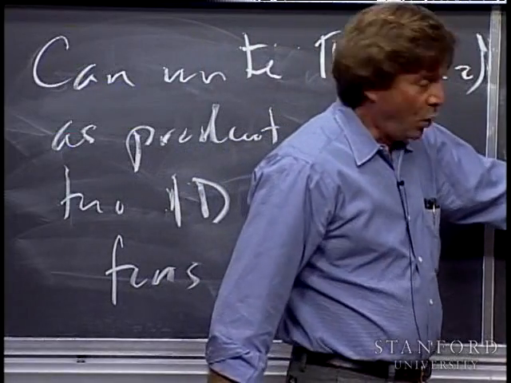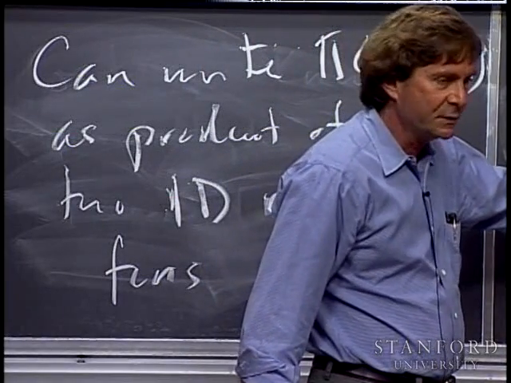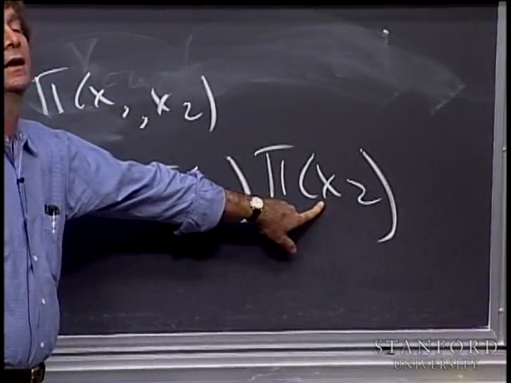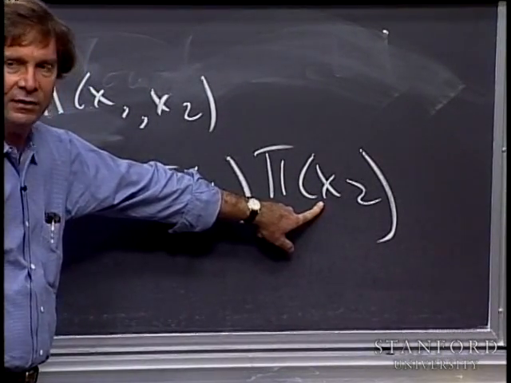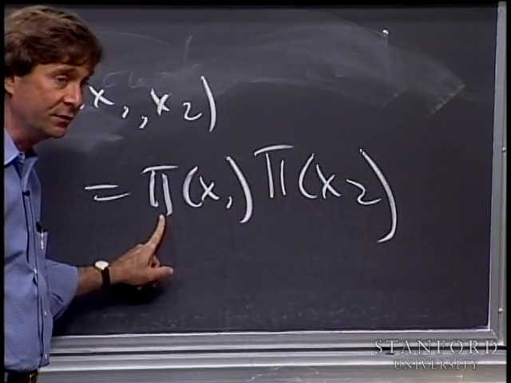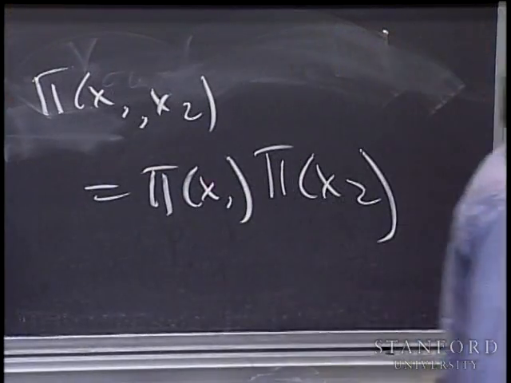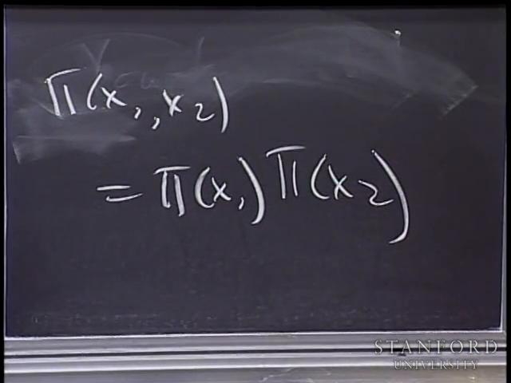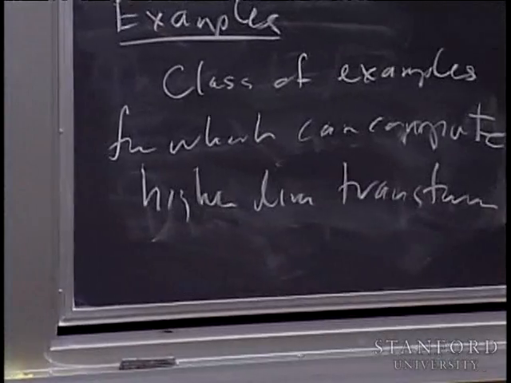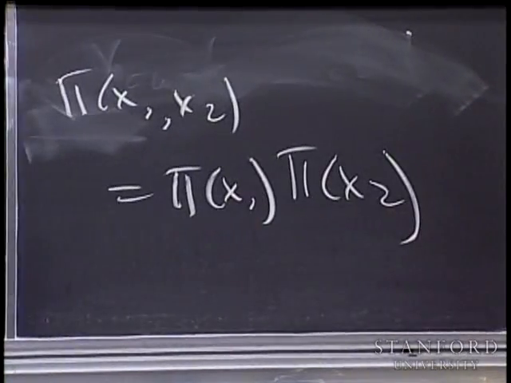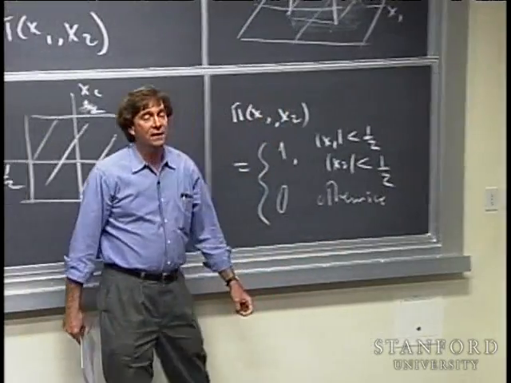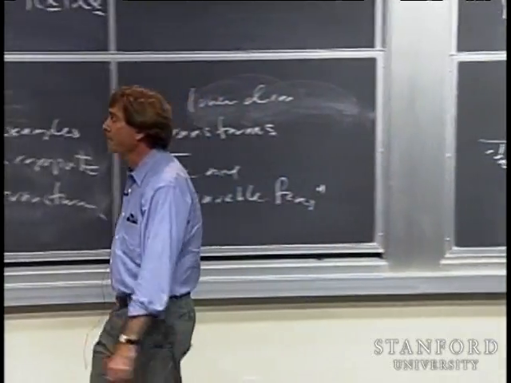So this is 1 if x1 is between -1/2 and 1/2 and 0 otherwise, and this function is 1 if x2 is between -1/2 and 1/2 and 0 otherwise. And if you take the product of those 2 functions, that describes exactly this condition. It's equal to 1 if both variables, x1 and x2, are between -1/2 and 1/2, and it's equal to 0 if either one, x1 or x2, is outside the interval from -1/2 to 1/2.